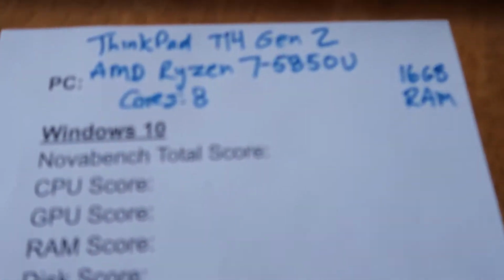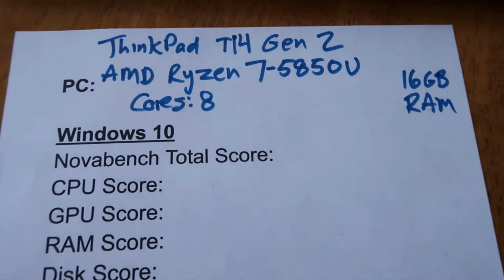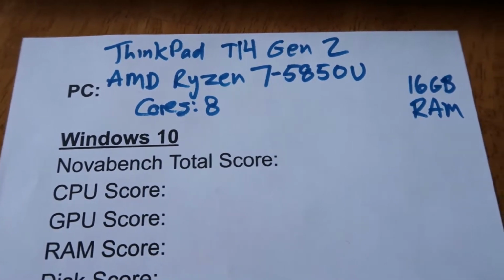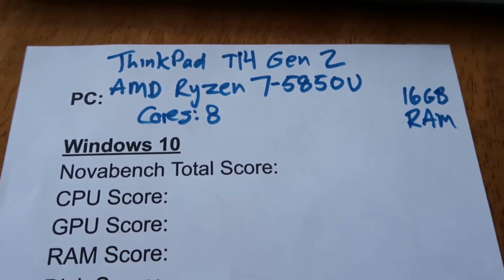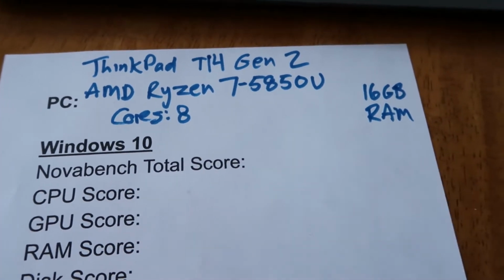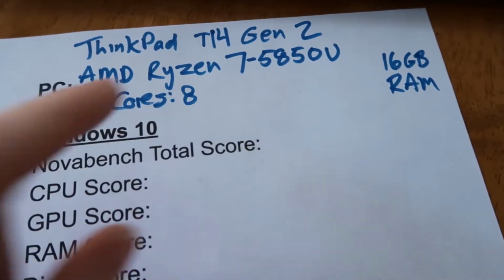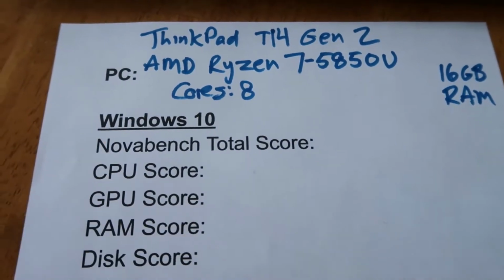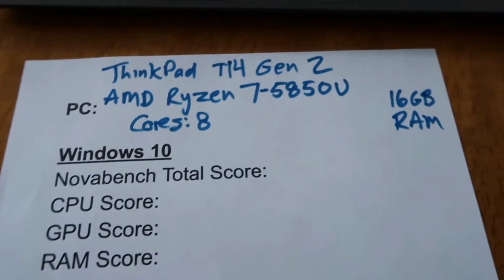Again, this one has the AMD Ryzen 7 Pro, the 5850. The 50 there means it's the Pro processor, 16 gig of memory. Really nice here, 8 core. I think that's going to really give us a good Novabench score.